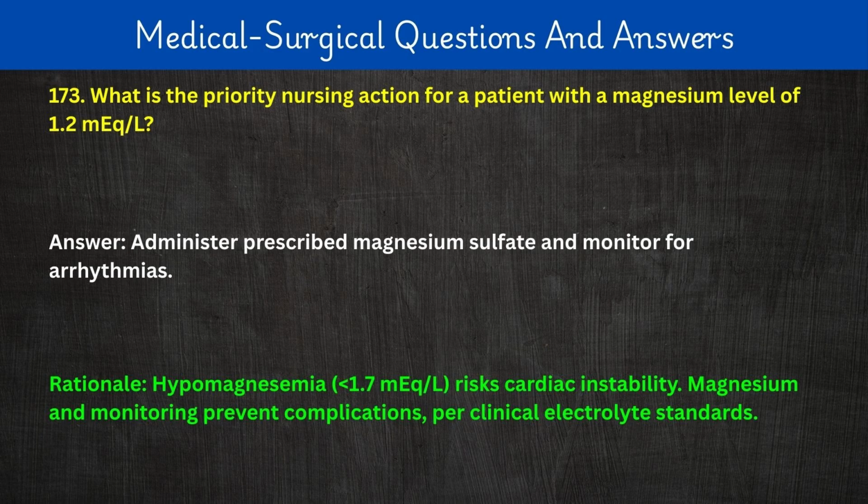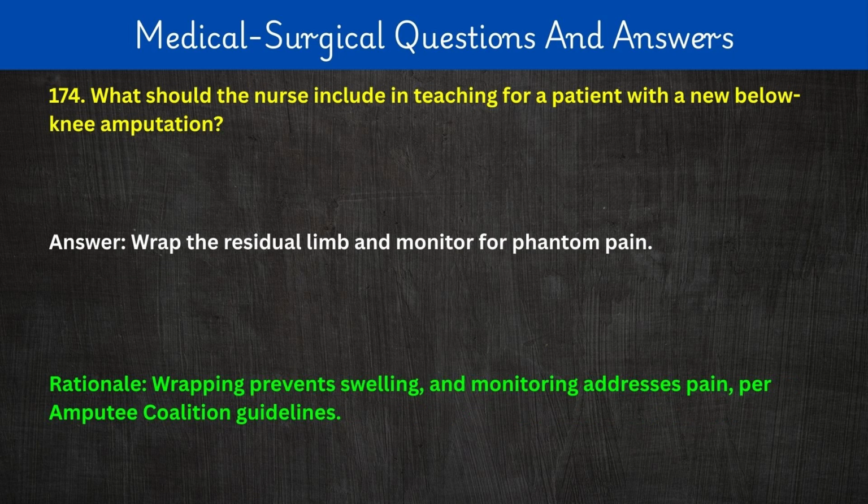173. What is the priority nursing action for a patient with a magnesium level of 1.2 milliequivalent/L? Answer: administer prescribed magnesium sulfate and monitor for arrhythmias. Rationale: hypomagnesemia less than 1.7 milliequivalent/L risks cardiac instability. Magnesium and monitoring prevent complications, per clinical electrolyte standards.